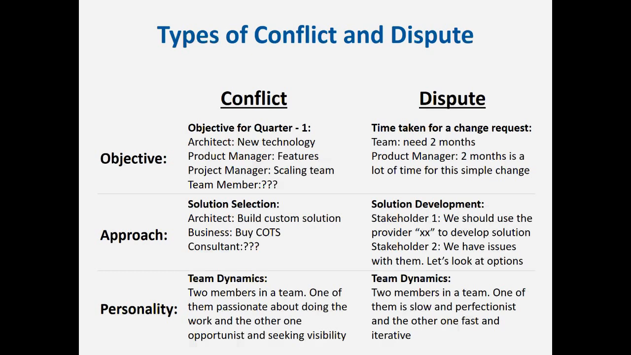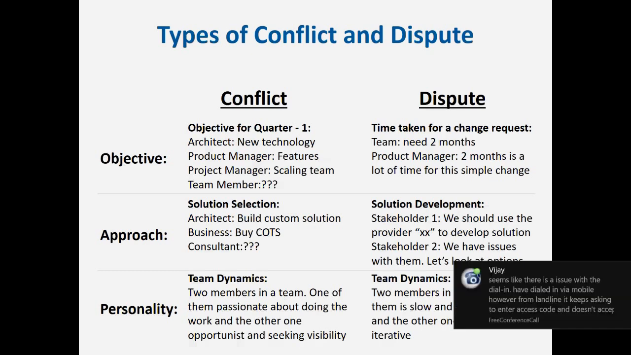So I just wanted to give some ideas or exposure: when you have an issue, look at whether it's a conflict or a dispute, and then try to understand where exactly this conflict is happening, whether in terms of objective, approach, or personality. That gives a clear view of the situation, so that we get away from people completely.